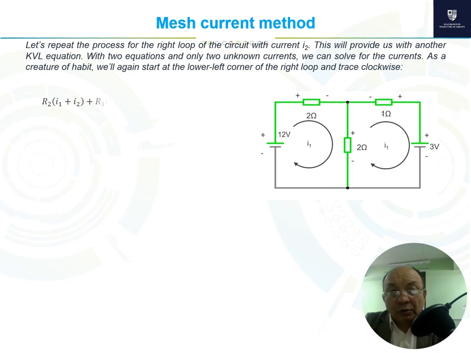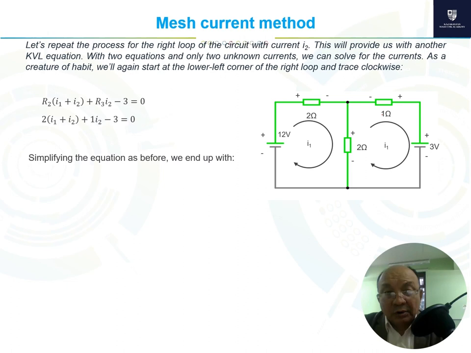So R2 times (I1 plus I2). Remember, in resistor number 2 we have an intersection of two currents, I1 and I2, plus R3 times I2 minus 3 equal to 0. Let's put in our numbers: 2 times (I1 plus I2) plus 1 times I2 minus 3 equal to 0. Let's simplify this equation as for the first loop, and we end up with 2I1 plus 2I2 plus 1I2 minus 3, or 2I1 plus 3I2 minus 3. Now we have two equations to solve for our currents.